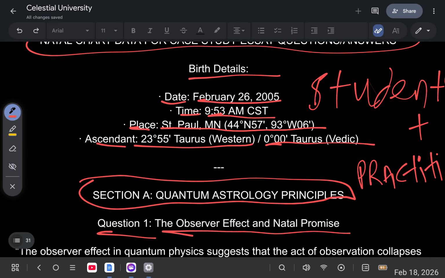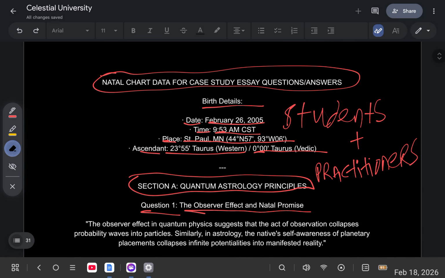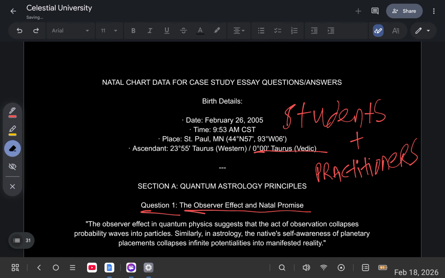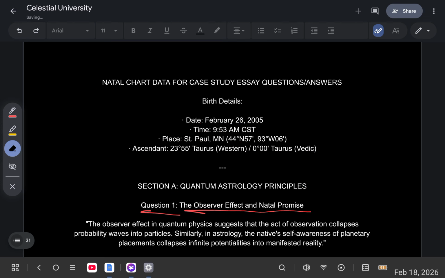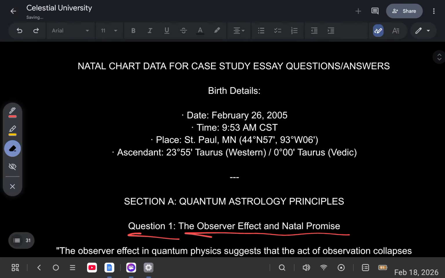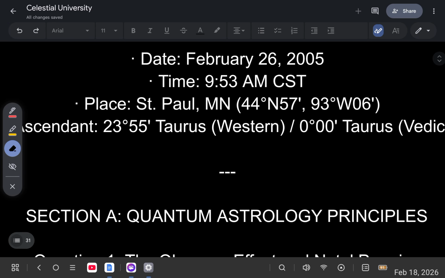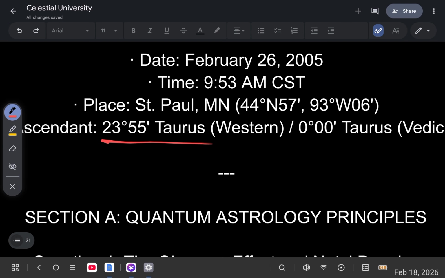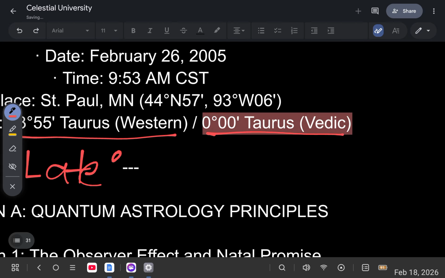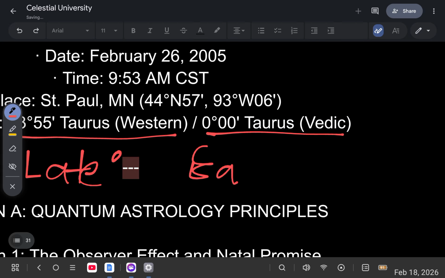Okay? So for example, I was born February 26th, 2005 at 9:53 a.m. Central Standard in St. Paul, Minnesota, with my ascendant in Taurus for both my Western chart and my Vedic chart, except, as you can see, in my Western chart, it's at the late degrees, and in my Vedic chart, it's actually just at the beginning of Taurus.